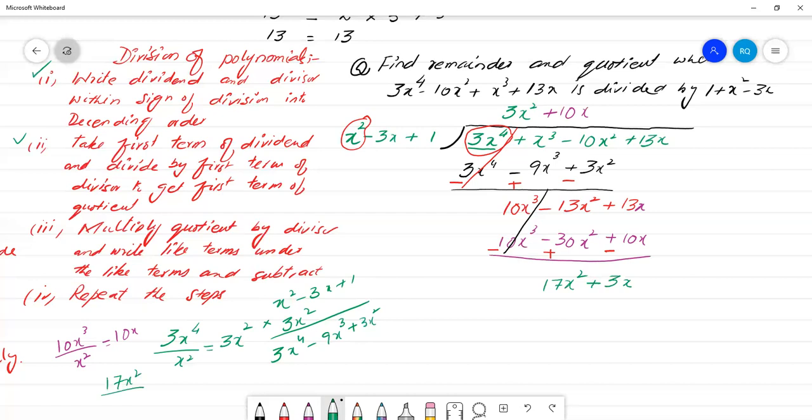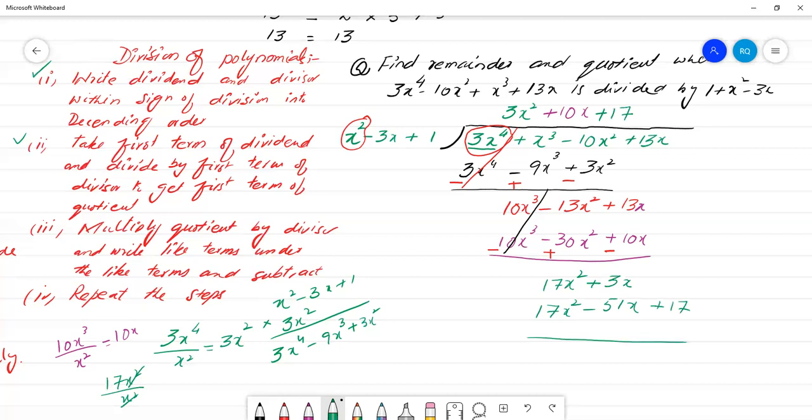divided by x square, you will get only 17 plus 17. So 17 multiplied by this one, you will get the 17x square. 17 multiplied by this one minus 51x, and 17 multiplied by 1 becomes plus 17.